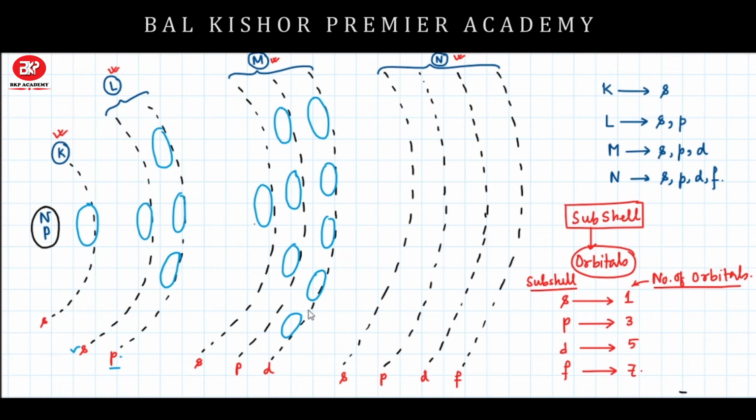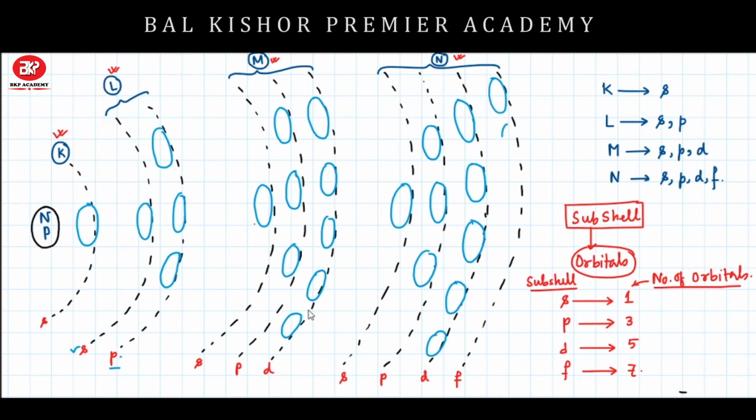Similarly, for the case of the N energy level, there will be one orbital for the S, and three orbitals for the P, which I am denoting here. For D, there will be five orbitals in the D subcell. So this is the D, and in the F, there will be seven orbitals. So I have to draw here seven orbitals.